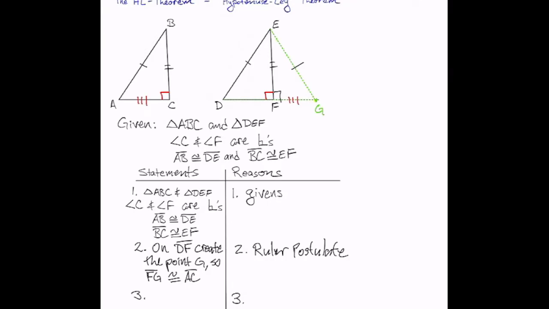The next thing that we're going to say is that angle EFG is a right angle. And the reason why we can say that is that DF and EF are perpendicular.